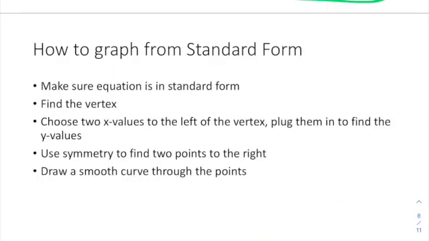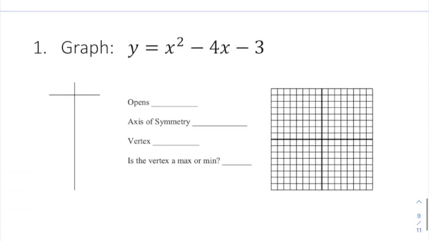Now here's a written explanation of the steps we're going to follow to graph from standard form, but I'm just going to show you with a problem. So all the problems are going to look kind of like this. There's going to be a space here to make a table for the points that you're going to use to graph. There's obviously going to be the space to graph. They're going to ask us whether the graph opens up or down, what the axis of symmetry is, what the vertex is, and whether or not the vertex is a max or a min. You don't necessarily need to follow this order.